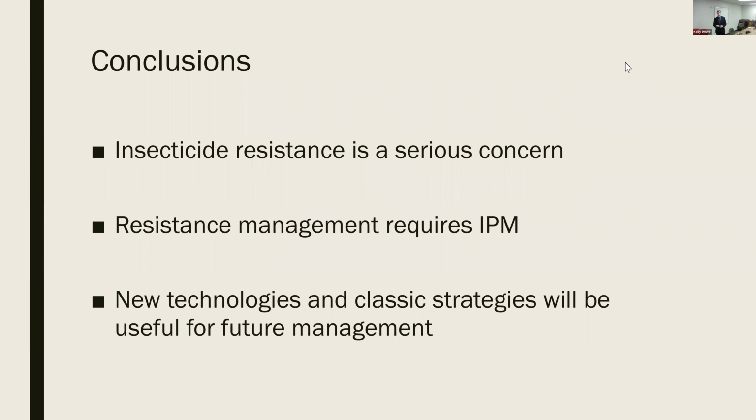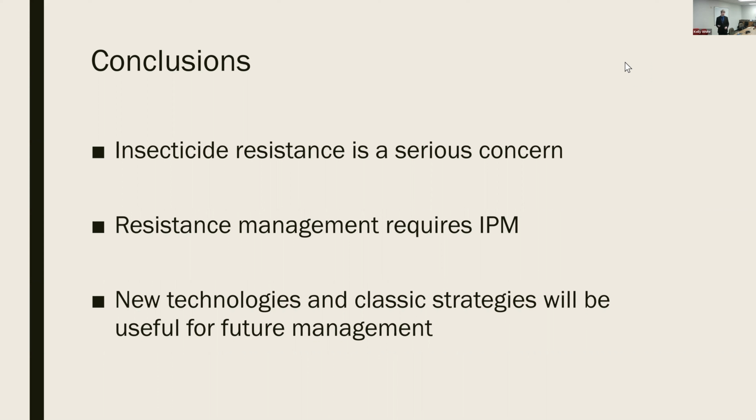So just moving on to a few quick conclusions. I don't think I need to tell most people here that insecticide resistance is a very serious concern facing agriculture today. It is a problem that will need to be addressed in order to maintain the sustainability of insect management in agriculture. And an important part of that insecticide resistance management will be the use of IPM programs.